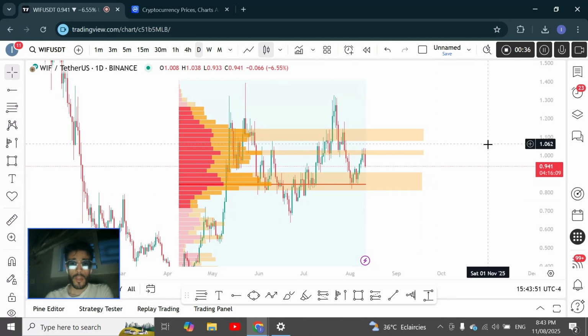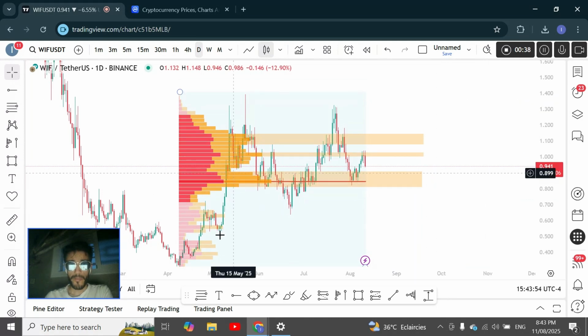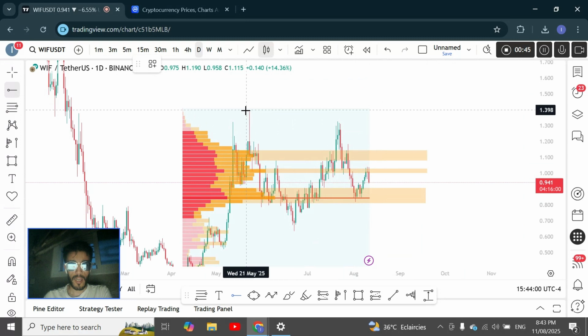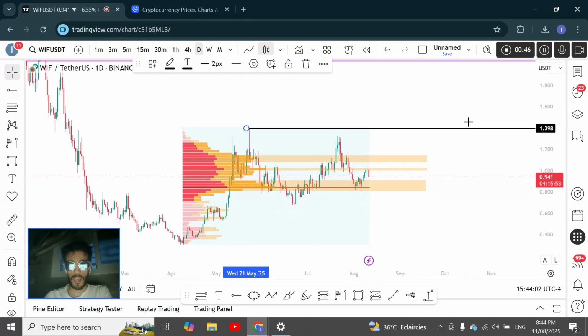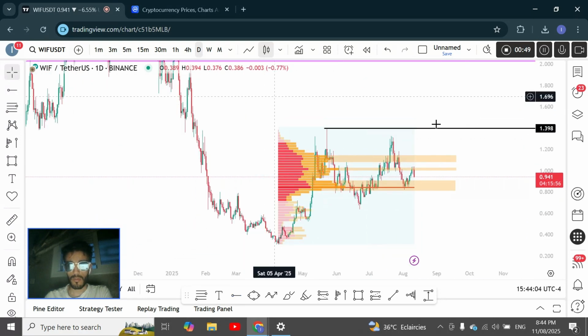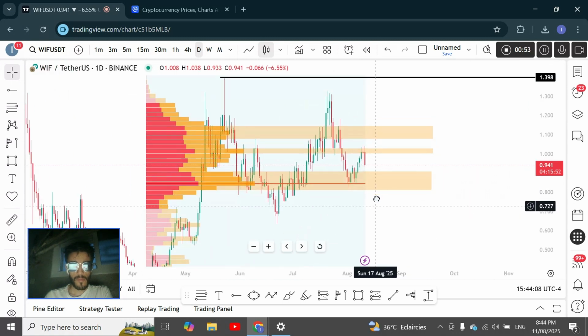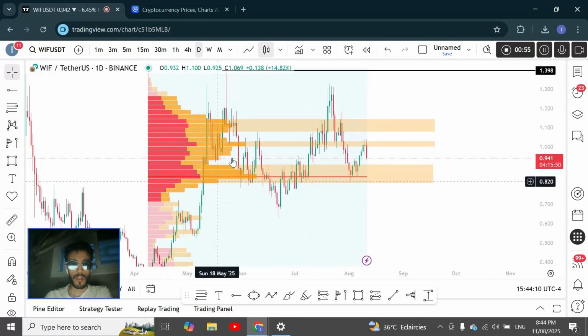In this example, as you see here, it pumped and then accumulated. So most likely if we break out of this high, we will skyrocket to 1.8, something like that. Here what I am looking at, I only choose the high volume nodes. I'm selecting the volume profile from here to here, selecting that one, that one, that one, just to understand the order flow in the current market.